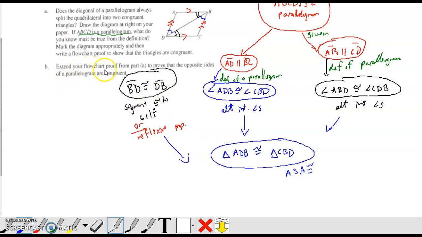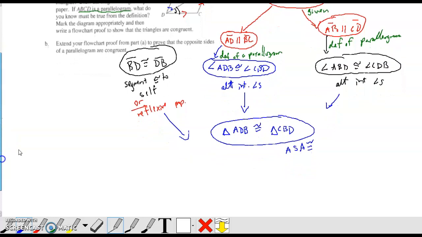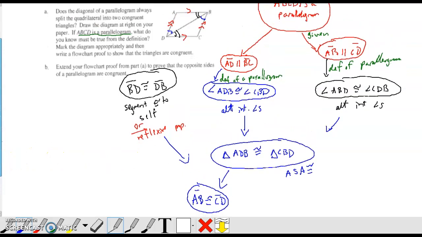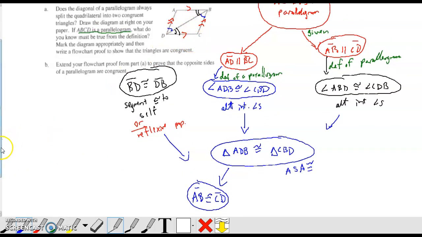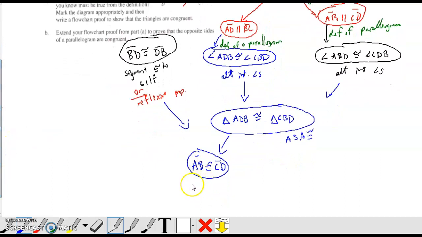If we continue on part B, extend your flowchart proof to prove that opposite sides of a parallelogram are congruent. So remember, once your triangle is proven that they're congruent, that means all sides are congruent, all angles are congruent. So even though we didn't talk about angle A or angle C, I would get to continue. So basically what I get to say is that the line segment AB is going to be congruent to CD, right? So AB is congruent to CD. And why do I get to say that? CPCTC, congruent parts of congruent triangles are congruent.